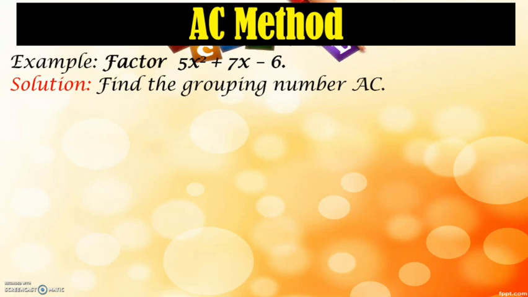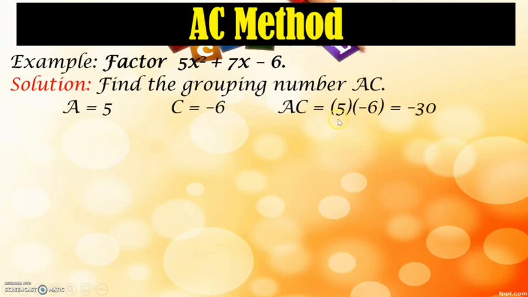So find the grouping number AC. We need to identify first what is A, we need to identify what is C, then we find AC. From the given trinomial, our A is equal to 5. Our C is equal to negative 6. Then what would be our AC? That is 5 multiplied by negative 6, which is equal to negative 30.